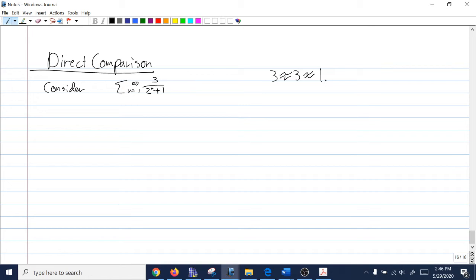I could. How big is 2 to the n plus 1? Well, 2 to the n is very big, and 1 is not very big at all. The 1 basically doesn't matter. 2 to the n plus 1, I want to look at that and think it's about the same size as 2 to the n.